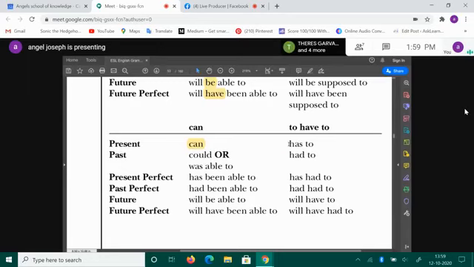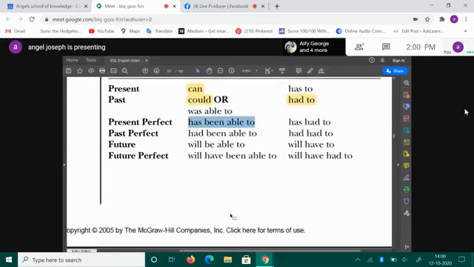Another variation of "can" is "has to." Again, "has" is in the present tense. If you look into the past tense, it will become "could," or you can also say "was able to," or "had to" in the perfect tense. Again, we have variations of this: has been able to, had been able to, and so on. Of course, we have gone through this, so I'm not wasting my time here. Let's move on.